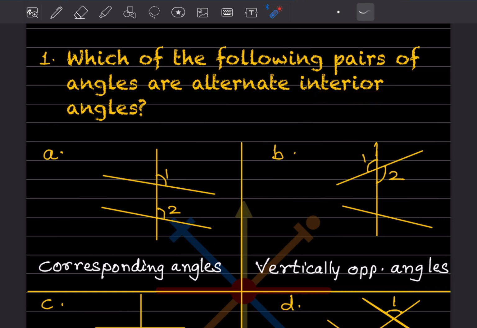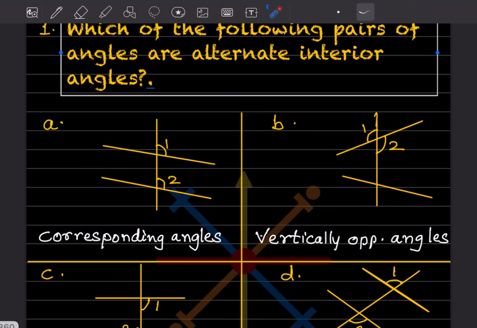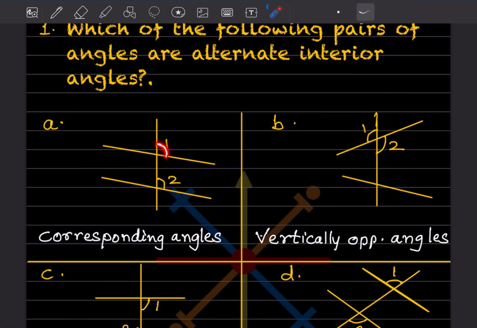So now these figures are given: A, B, C, D. Whenever we have such a type of problem, see here, this is the transversal and these are the parallel lines. One angle is here and the other one is here. So these are the corresponding angles. Now this is the transversal and these are the lines here. You can see a cross over here. One is here and the other one is here. So this is angle 1 and 2. These are the opposite angles, so we can say vertically opposite angles.